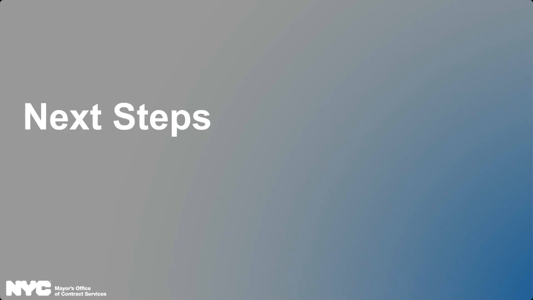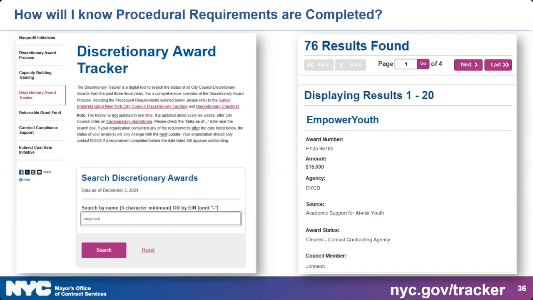All right, here are your next steps. Use the discretionary award tracker to help you keep track of your procedural requirements. It's updated about every 6 weeks. Look up your organization by name and check the award status. If it says cleared, contracting agency, then you've completed the procedural requirements. You'll then have to contact the agency to continue the contract registration process.